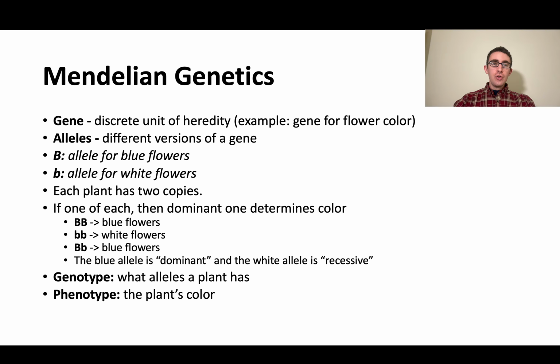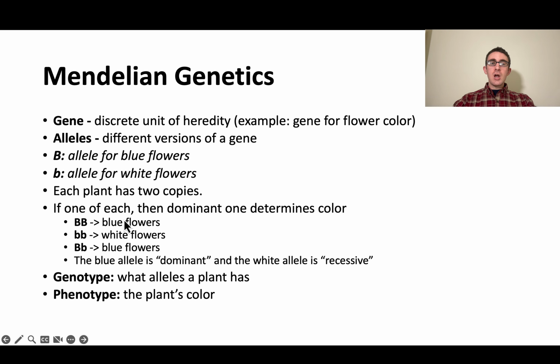If they have two of the same allele, then that allele is the color that they get. If they have two blue alleles, they'll have blue flowers, and with two white alleles, they'll have white flowers. But if they have one of each, then whichever allele is the dominant allele determines the flower color.